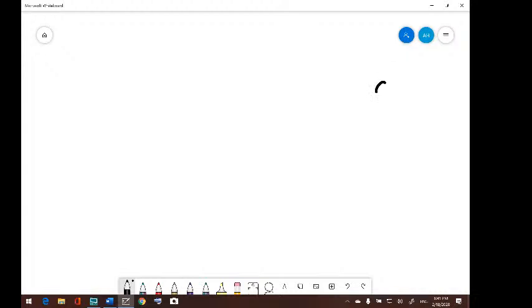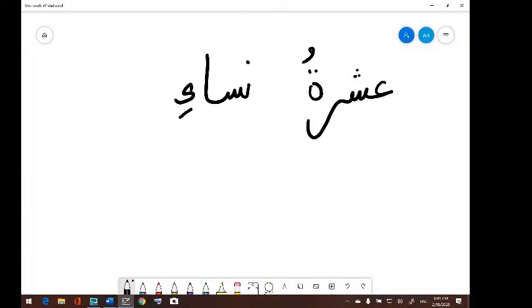For example, we have ashara. Ashara means 10, right? Asharatu nisa'in. Actually, never mind. Nisa is feminine. Asharatu makatiba. Does anyone see anything wrong with this? Why is it not getting two kasras?